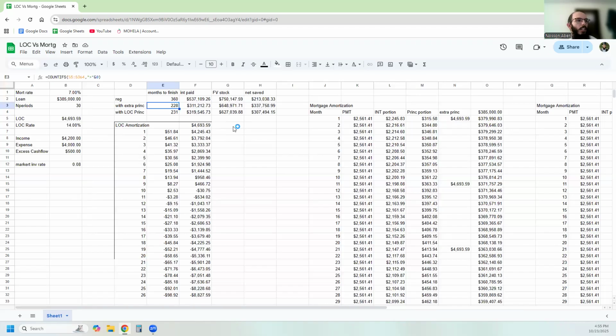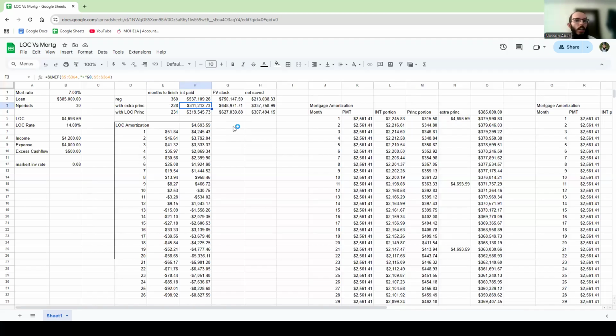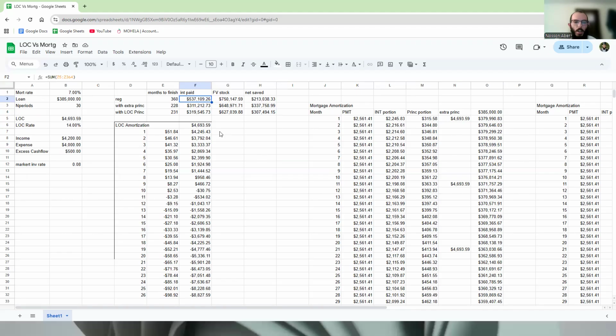This is how many months it takes to pay the mortgage with extra principal and with the line of credit. You'll see that the extra principal takes three fewer months to finish paying, and it has lower interest paid over less time. Of course, the regular mortgage has tons of interest paid over time.